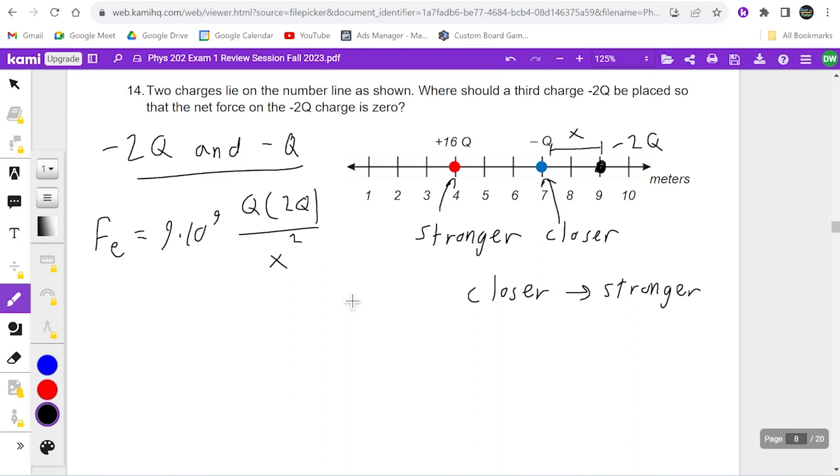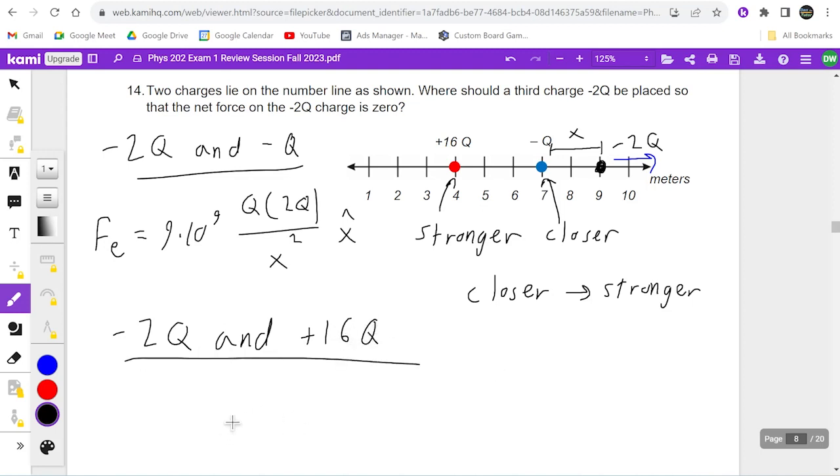Oh, and if I want to find the direction for this, then what I would say is, well, negative charges repel, so it must be pointing to the right. So that is the right, which is x hat, positive x hat, it points to the right. And now I'm going to do the same thing, but for negative 2q and positive 16q. This one's harder. So the electric force is equal to, again, 9 times 10 to the 9th, times the two charges, so 2q times 16q, taking the absolute value.